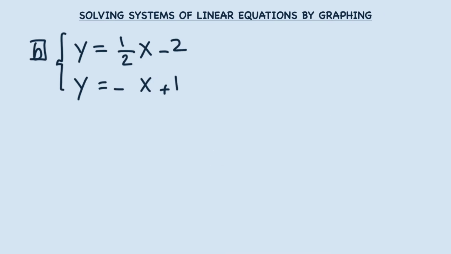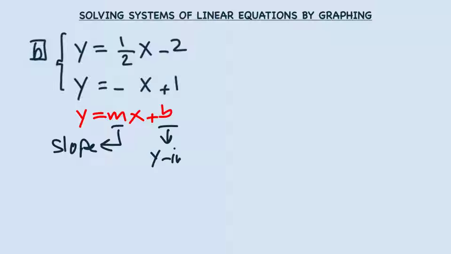Let us take a look at this example. y equals 1 over 2x minus 2. The other equation is y equals minus x plus 1. We will notice here, guys, these two equations are given in the slope-intercept form, which is y equals mx plus b, where m represents the slope, and b represents the y-intercept, which is (0, b).